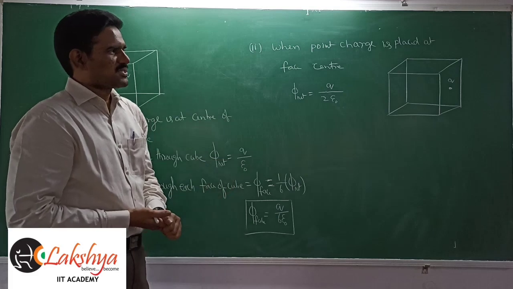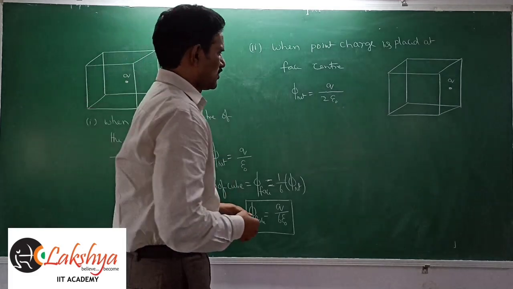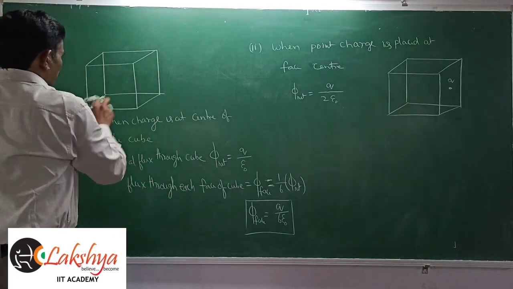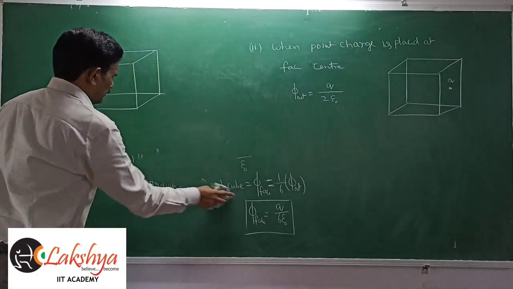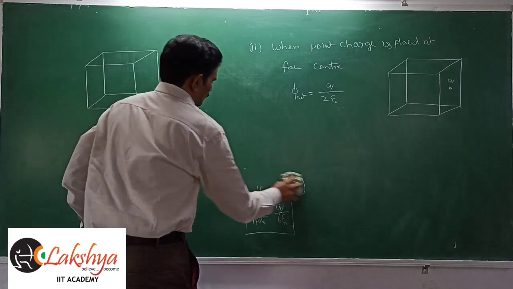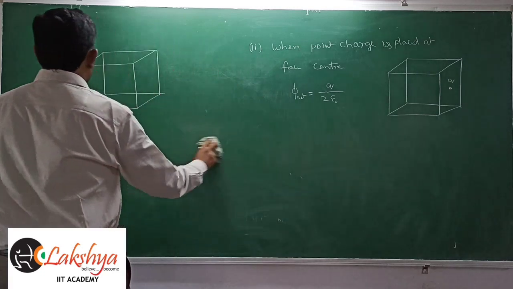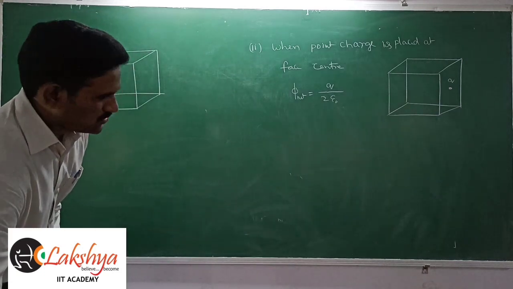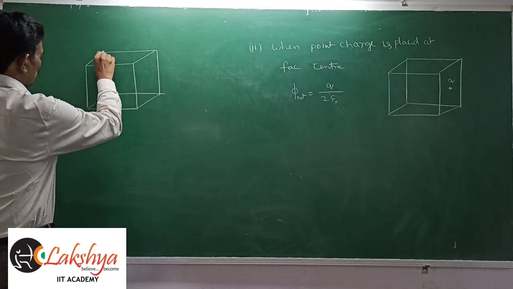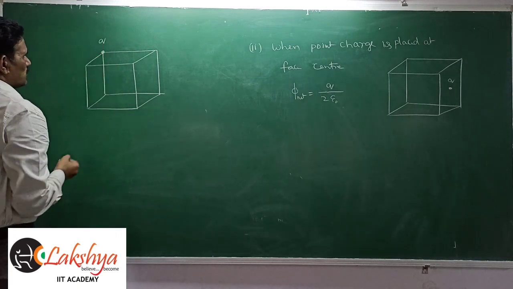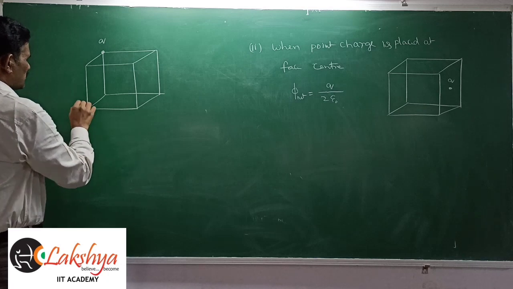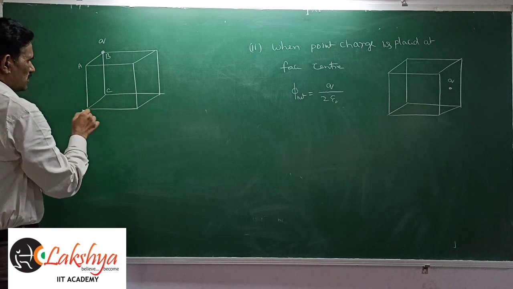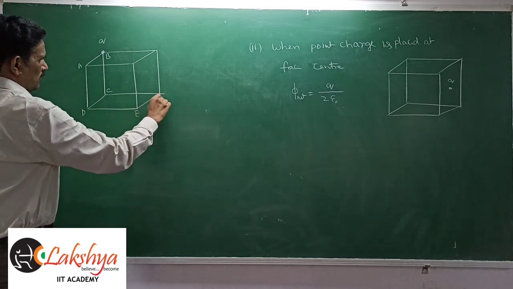Now in this only, instead of placing it at the face center, suppose it is placed at the corner. So now let us see that one. If the charge is placed at the corner, suppose in this I am taking this charge placed at this corner here. I am giving some names also here. Let us take these as A, B, C, D, E, F, G, H, right?